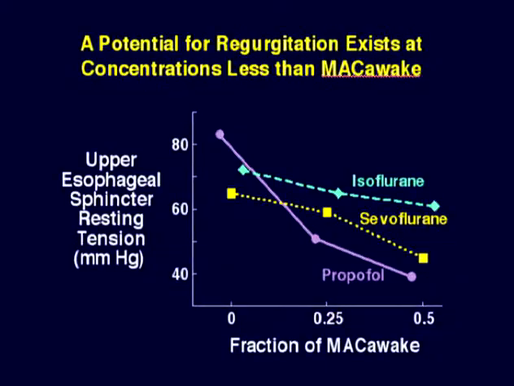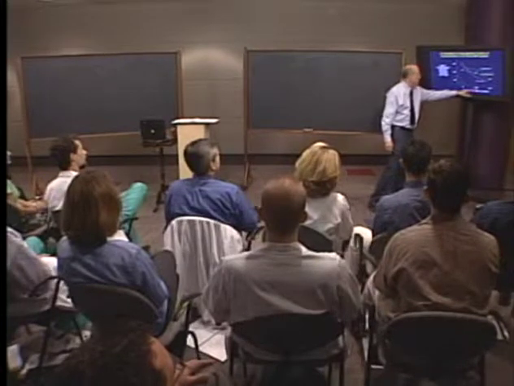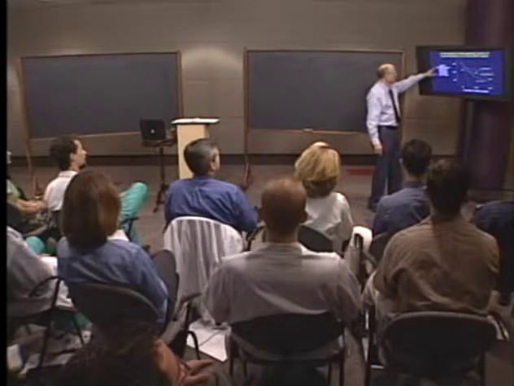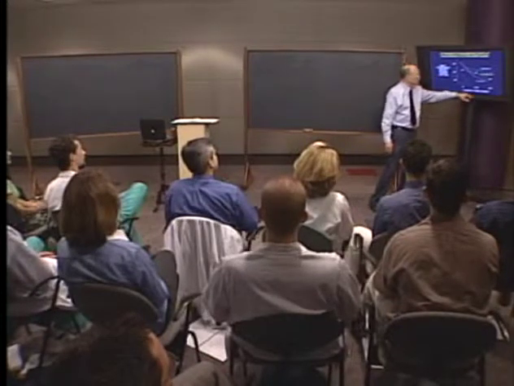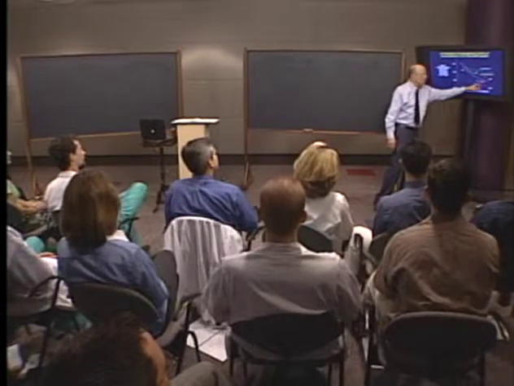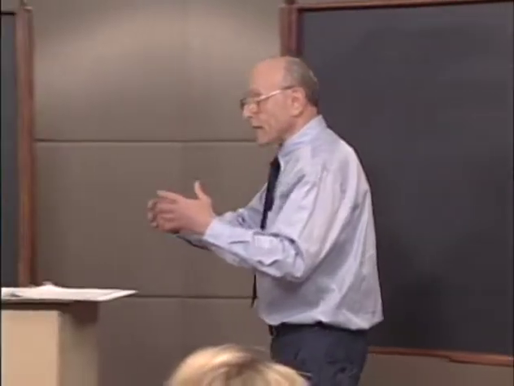This is a slide showing the potential for regurgitation at concentrations that are in fact less than MAC. So this is 25% of MAC. There's an increased potential for regurgitation, that is a relaxation of the upper esophageal sphincter. At 50%, it's even greater. And that's true of all the inhaled anesthetics. So the quicker we can get down below MAC awake, and well below MAC awake, the better.